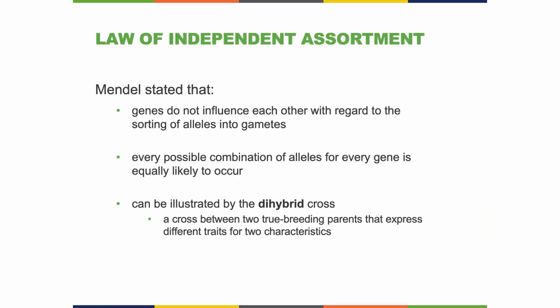The law of independent assortment states that the genes don't influence each other with regard to sorting of alleles, unless they're linked on the same chromosome. But then they're not influencing each other, they're just together on the same chromosome. What this means is we're likely to see every possible combination of alleles for every gene, and it should be equally likely to occur. And he illustrated this with a dihybrid cross, where he took 2 true breeding parents that express different traits for 2 characteristics.